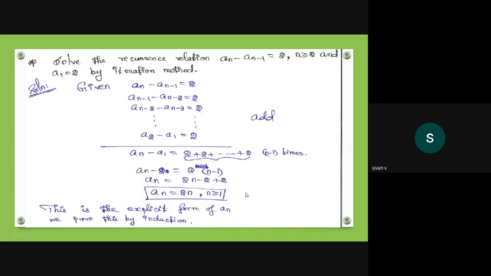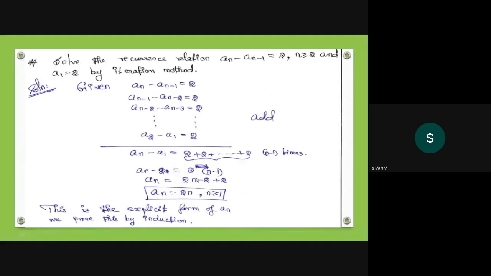Therefore, multiply and take it out, this is 2n minus 2 plus 2. Therefore, minus 2 and plus 2 cancel. An value equals 2n, n greater than or equal to 1. This is the explicit form; you can prove it by induction. Therefore, an equals 2n provided n greater than or equal to 1.